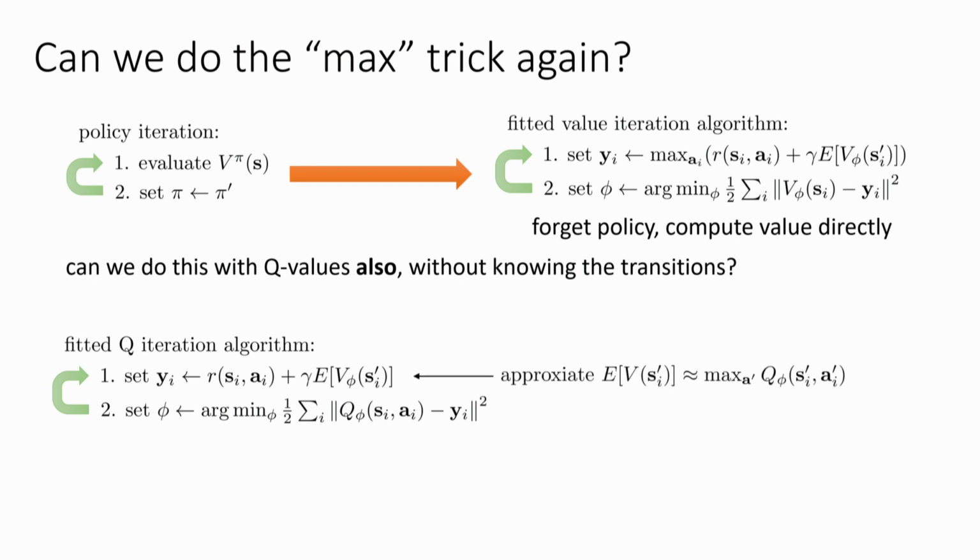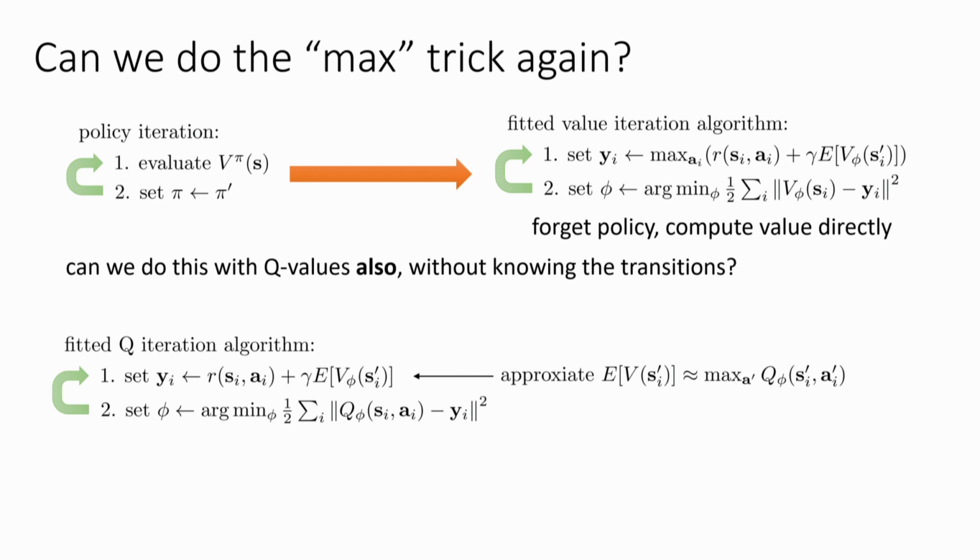There's my max. I'm going to approximate the expected value of V of s prime by taking a sampled next state. So this requires me to sample a transition. I'm going to approximate the expectation with a single sample, s_i prime. And then to get an estimate of the V, I'll just take the max over all possible actions at s_i prime. This max does not require me to try every possible action through my dynamics. It just requires me to plug every possible action into my Q function estimator. So this does not require knowing the dynamics of the system.